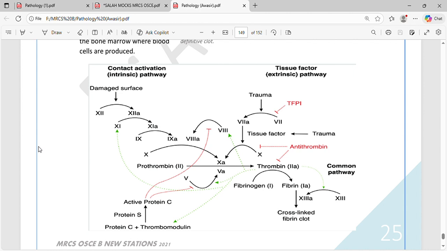From where does factor 5 come? Protein C and thrombomodulin, combined in the presence of protein S, activate protein C, and this protein C activates factor 5 into activated factor 5. So both factor 10A and factor 5A convert prothrombin into thrombin. So this is how the coagulation pathway works.